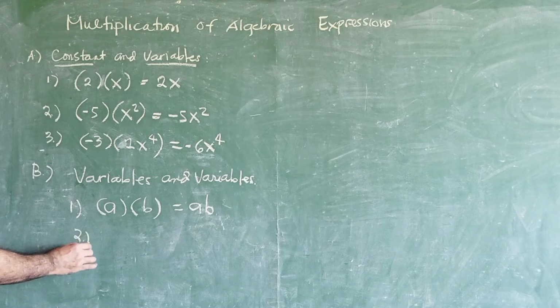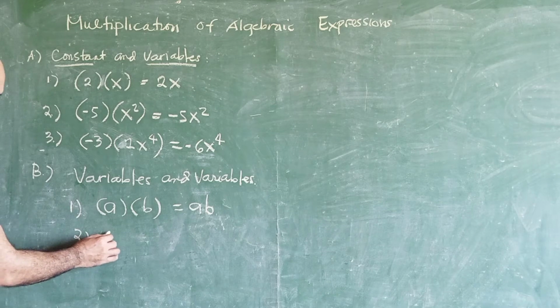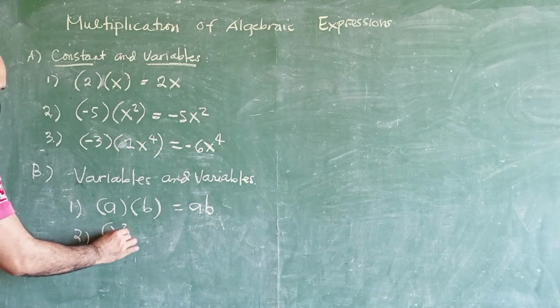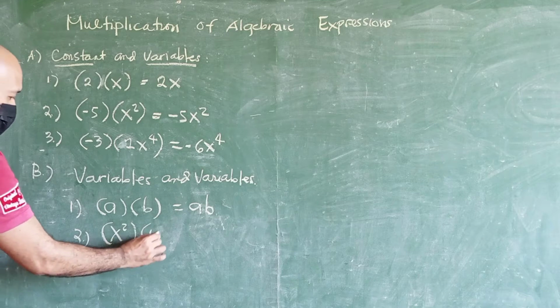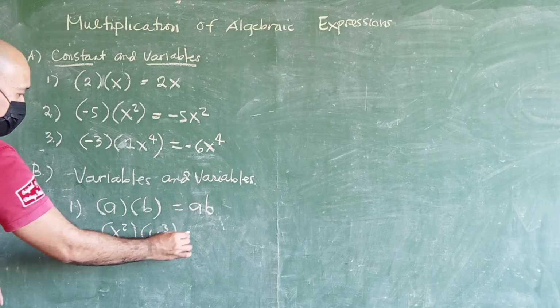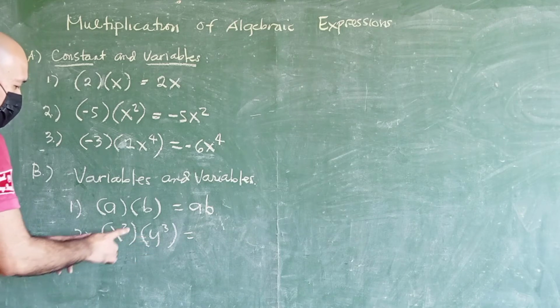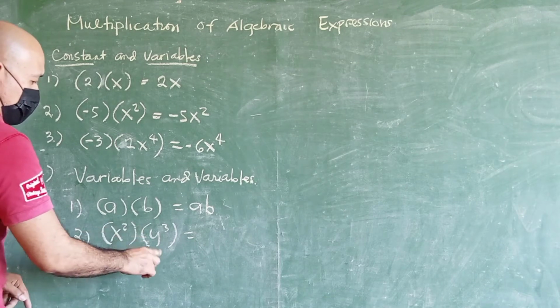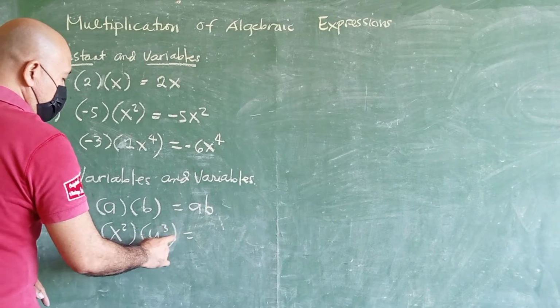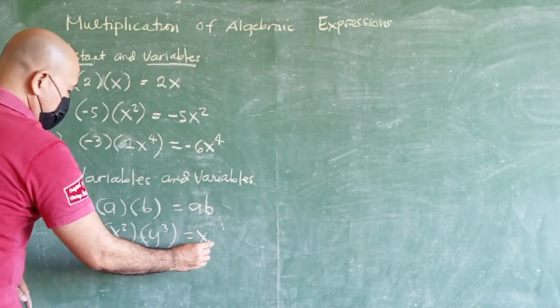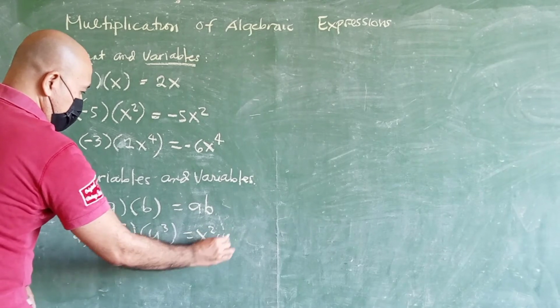Another one you may have is x squared times y cubed, for example. Since the two variables are not the same, the quantity x squared times the quantity y raised to the power of 3, or y cubed, the result is just copied together as your answer.